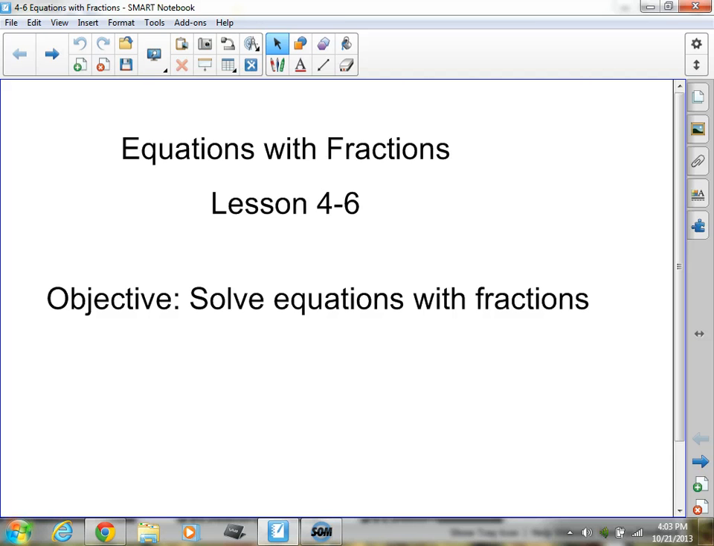I hope you've had a wonderful day at school and are ready to practice some more math. Today we are going to take what we've been learning about fractions just one more step. We're going to be slightly adding on to what we already know about fractions and solving equations.